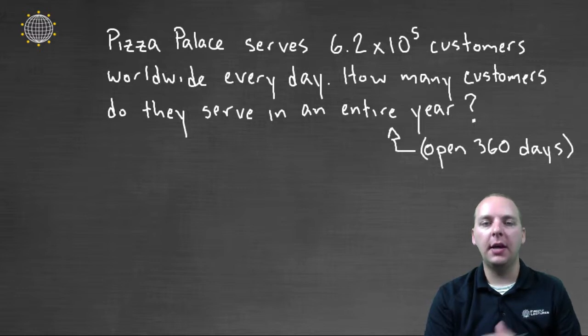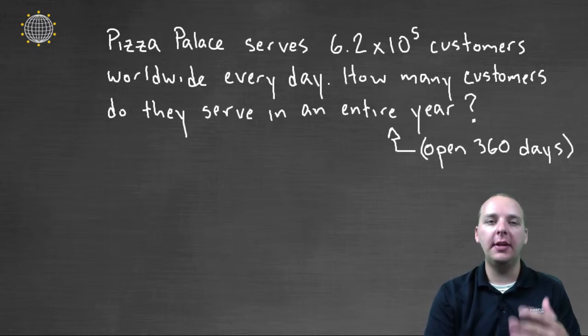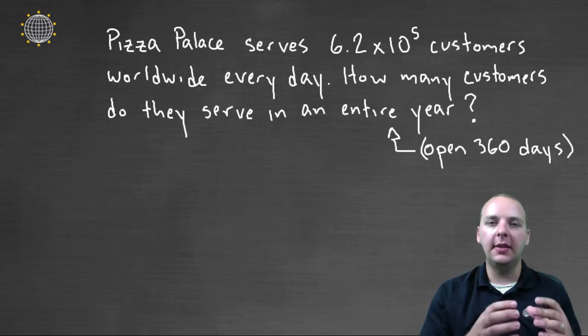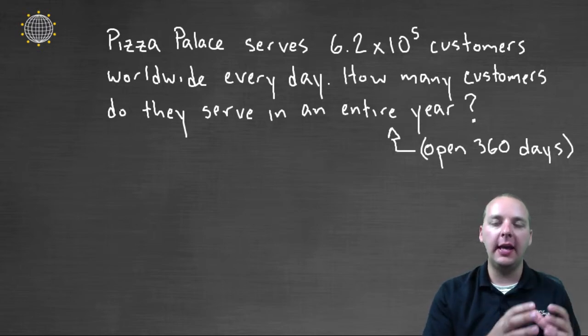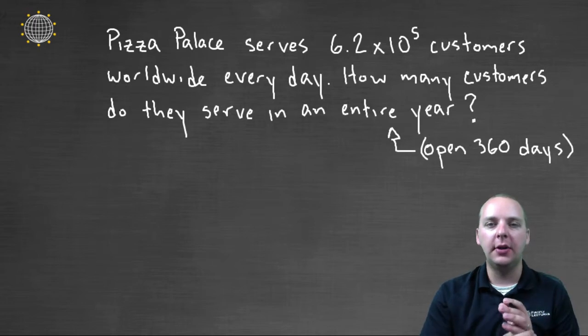Let's take a look at this application problem dealing with scientific notation. It says Pizza Palace serves 6.2 times 10 to the fifth customers every day worldwide. Then the question is how many customers do they serve in an entire year if they're open 360 days a year? So obviously what we're going to want to do is take the amount of customers they serve every day and multiply that times 360.